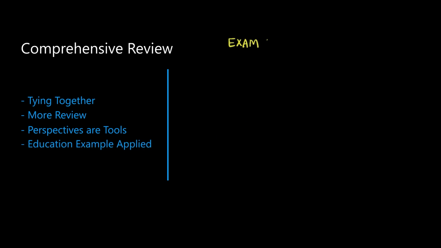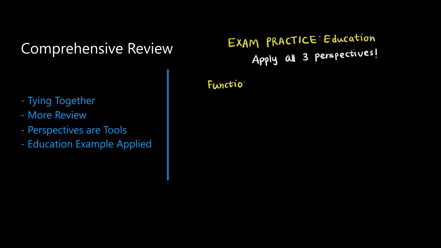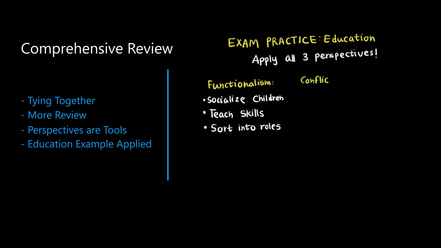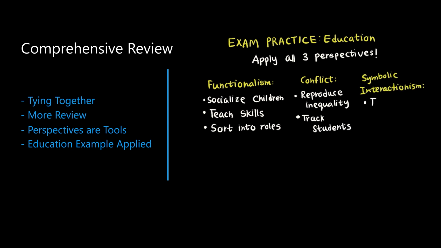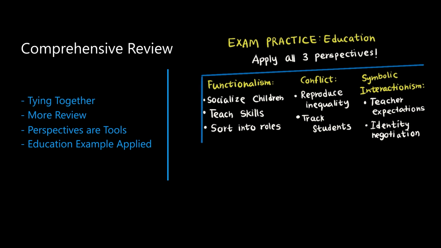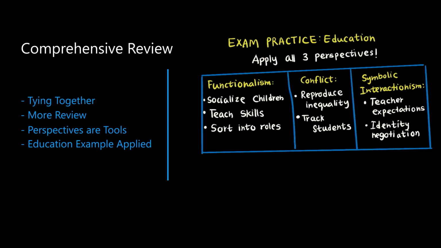For your exam, practice applying these different perspectives to the same situation. Take something like education. From a functionalist view, schools socialize children, teach skills, sort people into different roles, and reinforce social values. From a conflict perspective, schools reproduce social inequality by providing better education to wealthy students and tracking working-class students into lower status positions. From a symbolic interactionist view, we might study how teacher expectations affect student performance, or how students negotiate their identities through peer interactions.